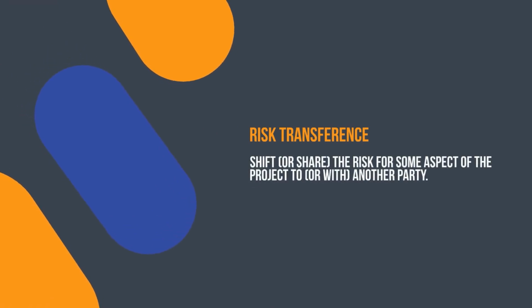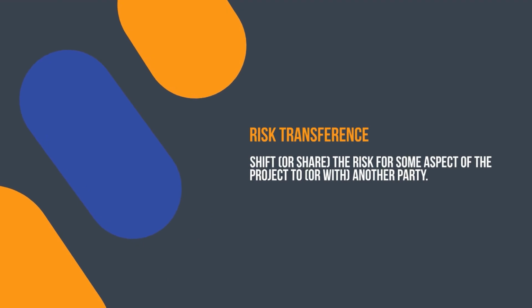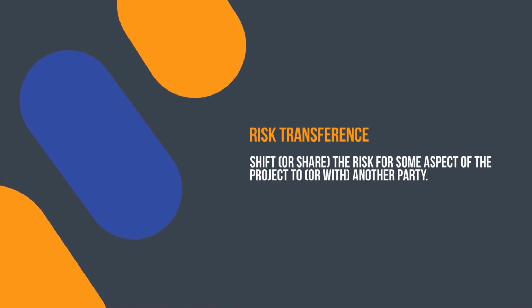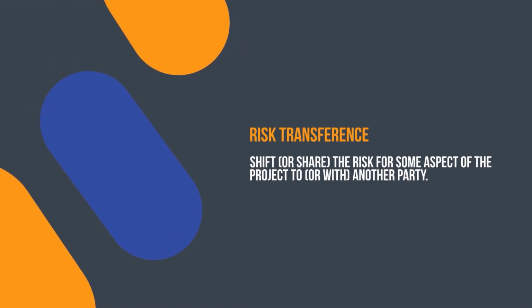Risk transference: shift, or share, the risk for some aspect of the project to, or with, another party. The most common example of risk transference is insurance. For example, insurance policies transfer the risk of vehicle damage and loss to the insurance company.